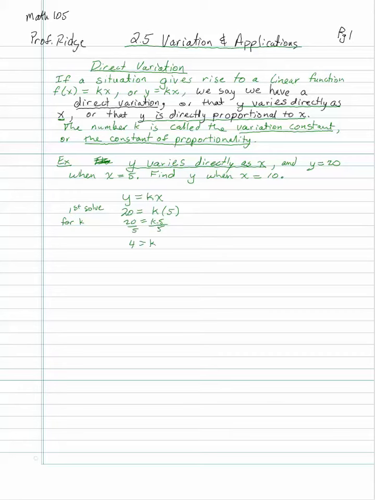Now once you know what k is, you can have the specific equation of variation, which is y equals 4x for whatever this situation is being described. And then now I can do part 2, which is find y when x equals 10. So you just plug 10 in for x, and you get y equals 40. So y equals 40 when x equals 10.